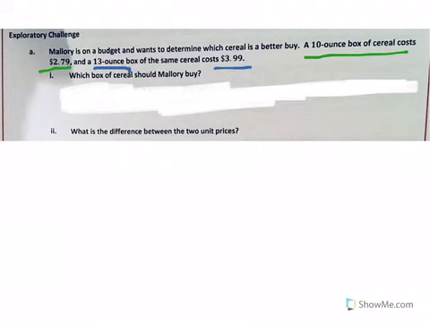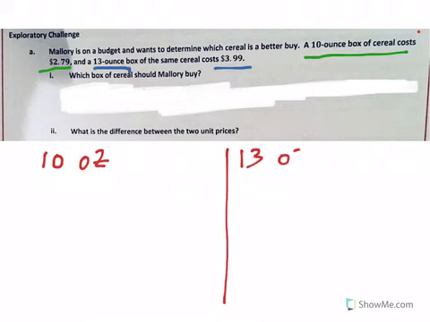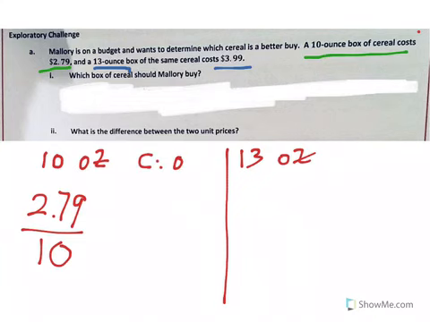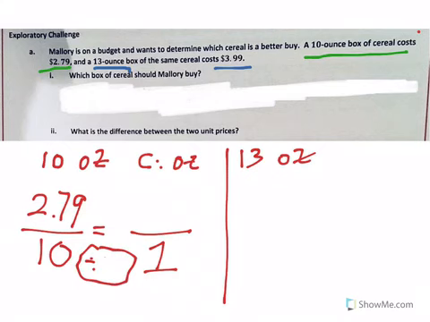Well, let's get to the heart of this. Basically, we want to find a unit price. And so I'm going to make two columns here. We're going to first look at the 10-ounce box of cereal. And then on this side, we're going to look at the 13-ounce box of cereal to see which one is the better buy. So, it costs $2.79 per 10 ounces. So that's cost per ounce, right? We want to know what that would be if it was just 1 ounce. How much is it per ounce? So, to get from 10 to 1, I have to use my constant, which is divided by 10, right? 10 divided by 10 equals 1.